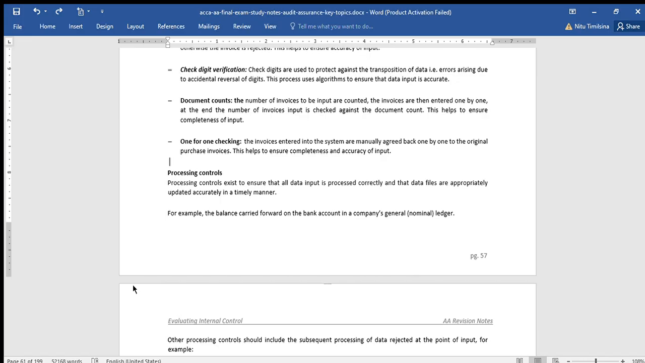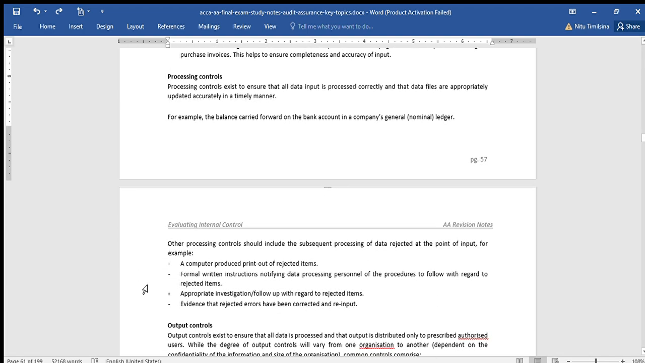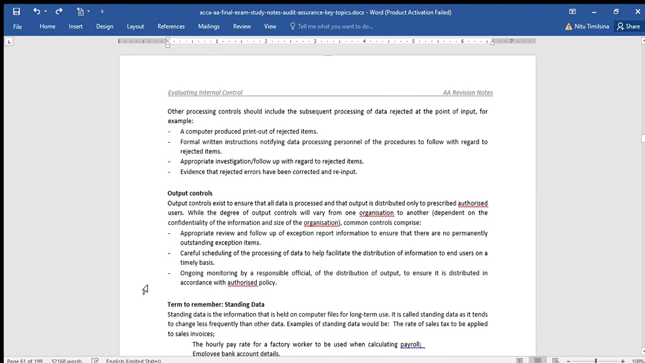Okay, processing controls. Processing controls exist to ensure that all data input is processed correctly and that the data files are appropriately updated in a timely manner. For example, the balance carried forward on the bank account in a company's general ledger. Other processing controls should include subsequent processing of data rejected at the point of input. For example, a computer-produced print out of rejected items.